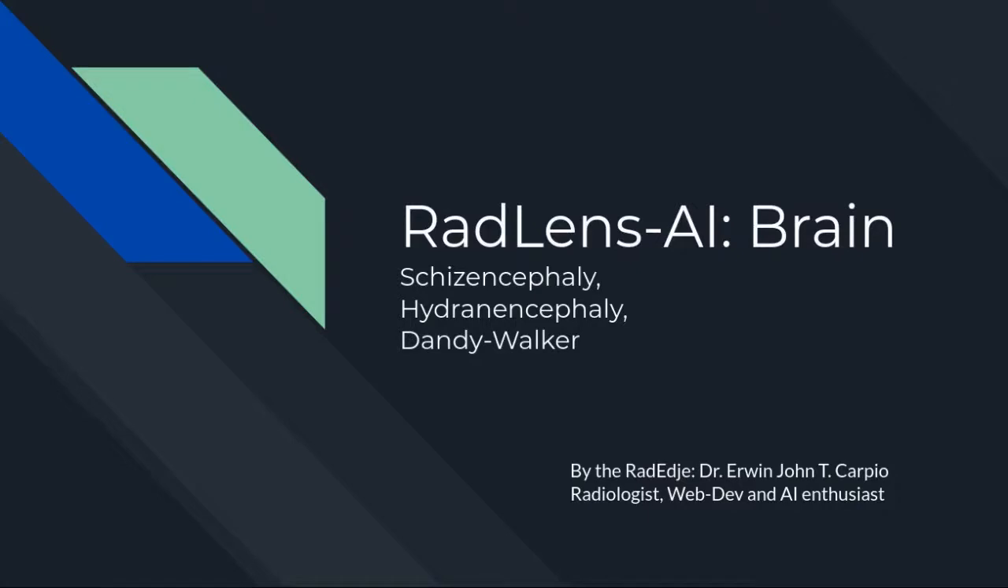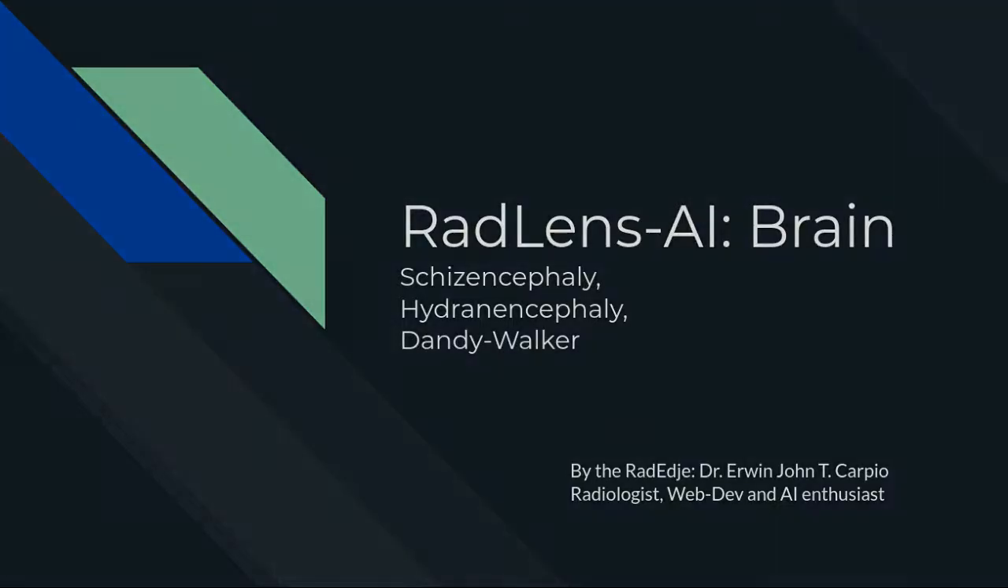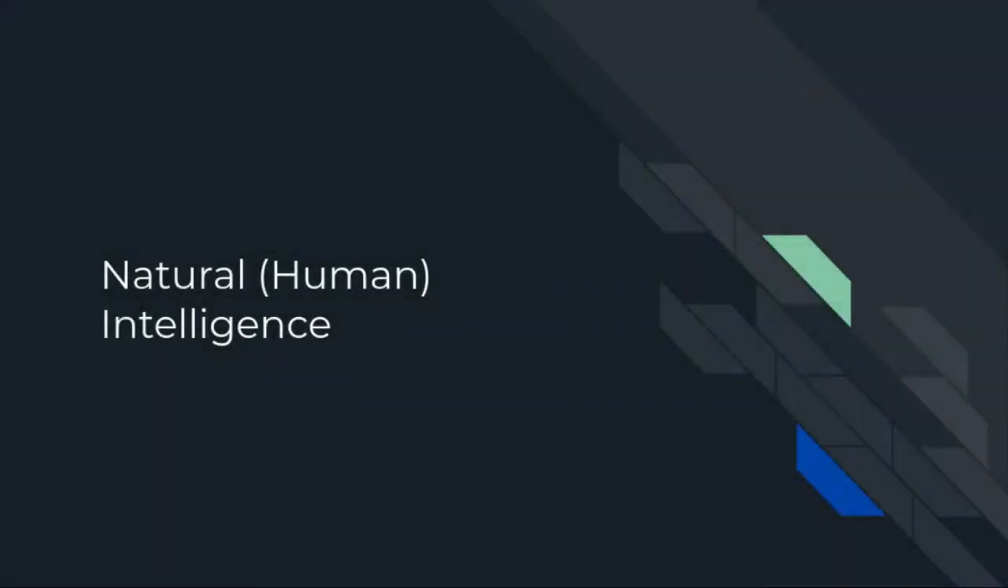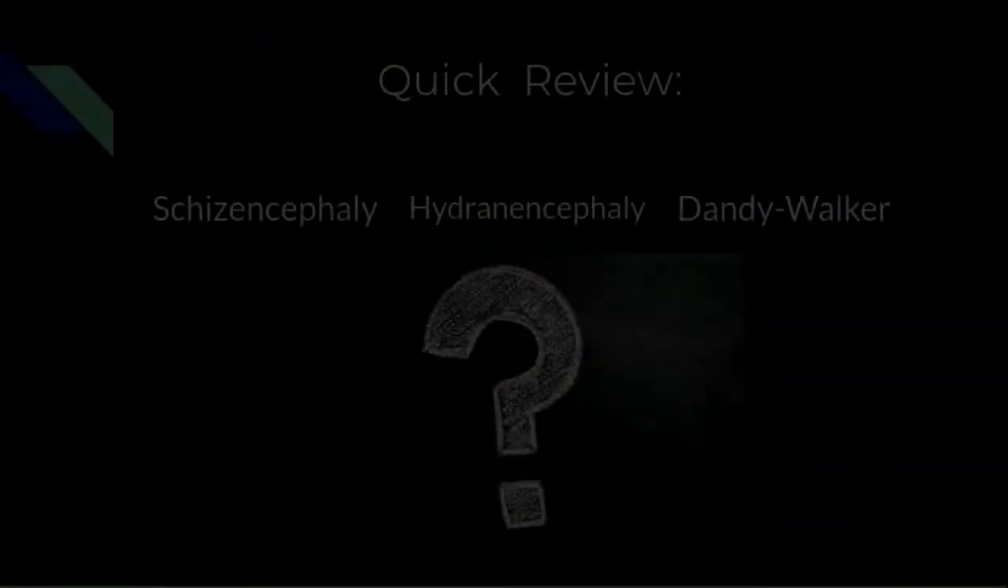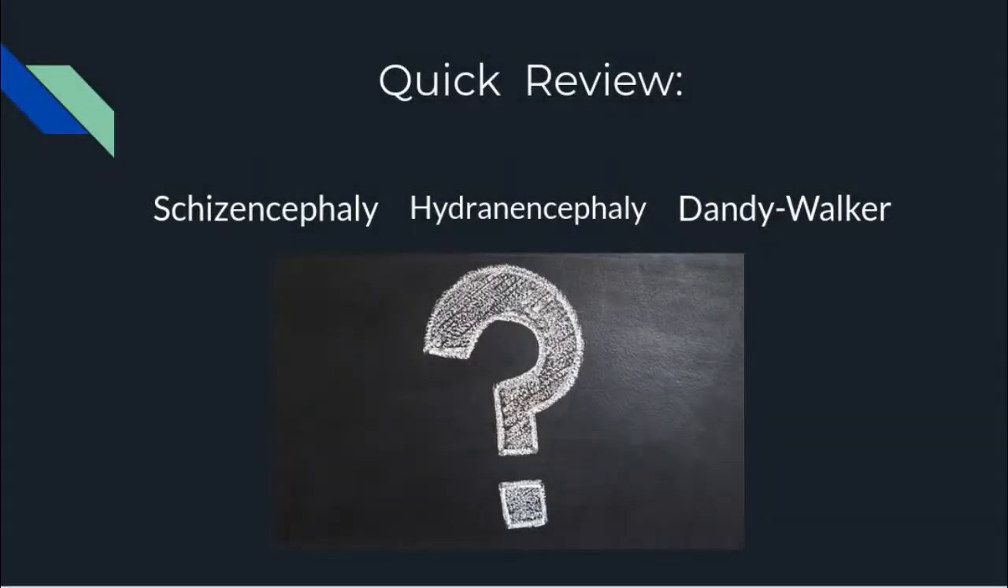So this is the story of RadLens-AI for the brain, which is my attempt at training a small AI model for the web to recognize 3 different pathologies for the brain, namely Schizencephaly, Hydranencephaly, and Dandy-Walker malformation. So let's start with training the natural or human intelligence. For the natural-born humans out there, how about a quick review? What exactly is Schizencephaly, Hydranencephaly, and Dandy-Walker malformation?